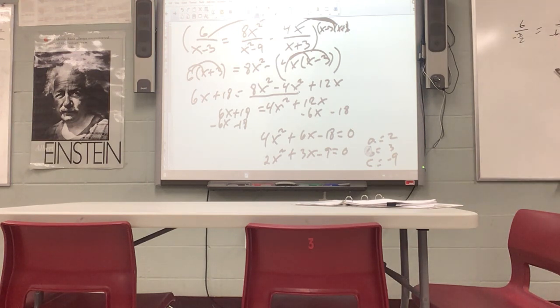So here 6 divided by negative 1.5 is negative 4. 18 divided by negative 6.75 is negative 2 2/3. 6 divided by 4.5 is 1 1/3.